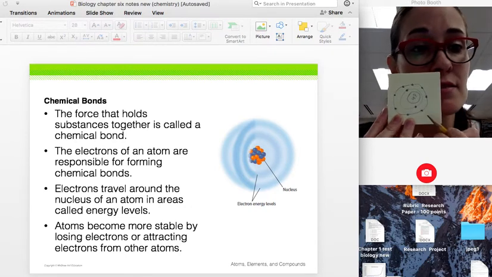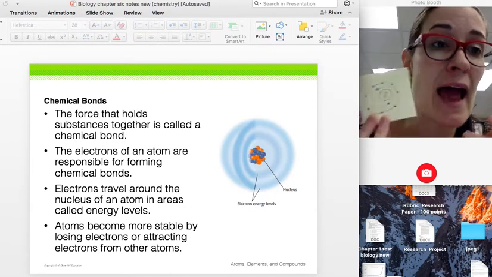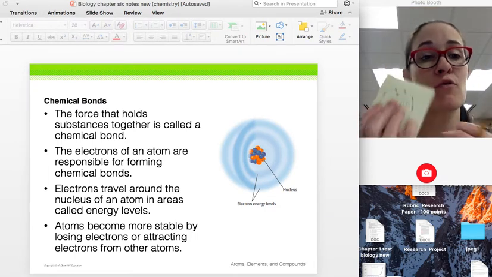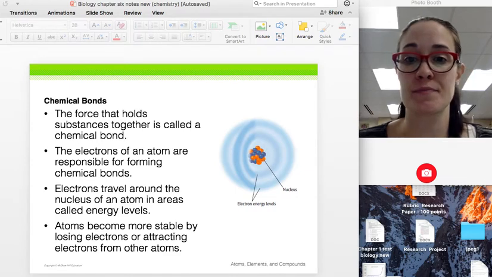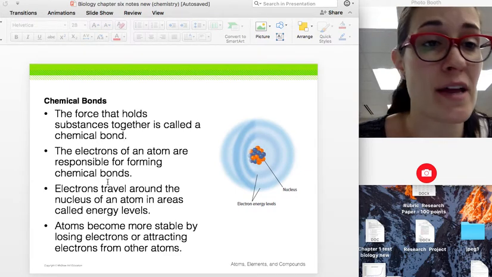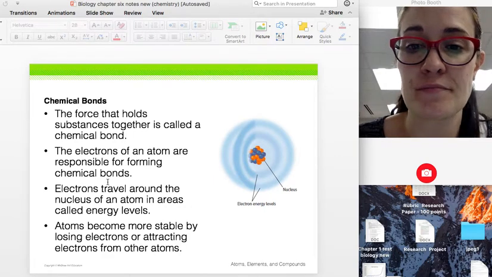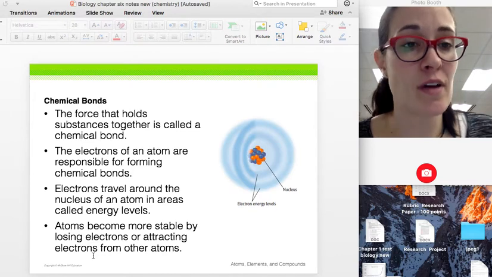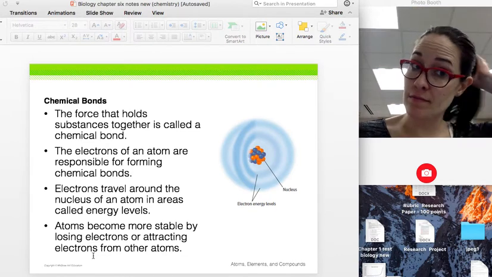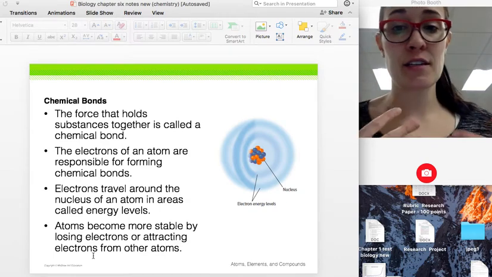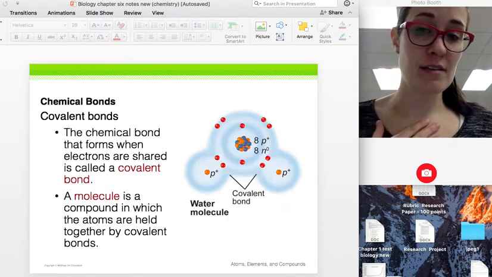So bonds are when atoms interact with each other to form stable outer shells. The subatomic particle responsible for forming chemical bonds is called an electron. And like I said, to become more stable, atoms will lose electrons, gain electrons, or share electrons to become stable.